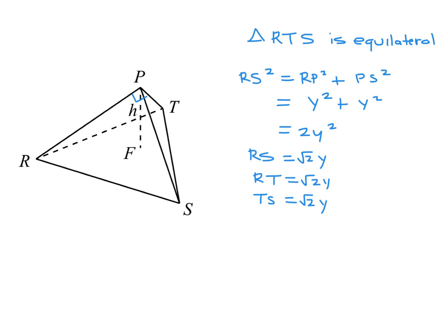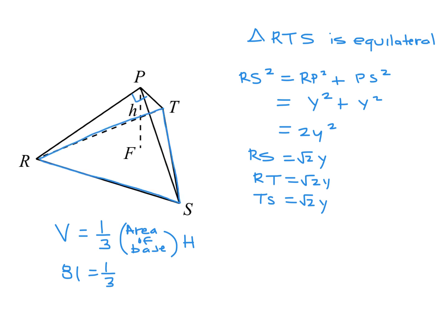Okay, so now let's go to the volume of the tetrahedron. Remember, volume of the tetrahedron is 1/3 area of base times the height. So in this case, we know it's 81 from the previous question. Area of base, we're going to use this as the base, that triangle RTS, which is equilateral. And the area of an equilateral triangle is root 3 over 4 S squared, where S is the side length. And the height is that guy, that H, which is what we're trying to figure out.